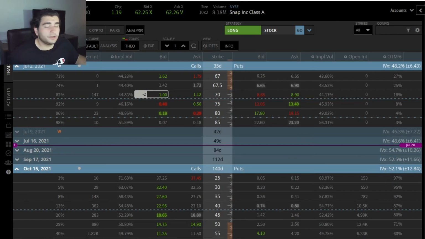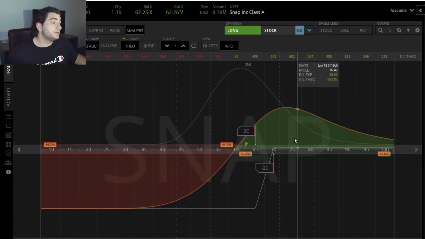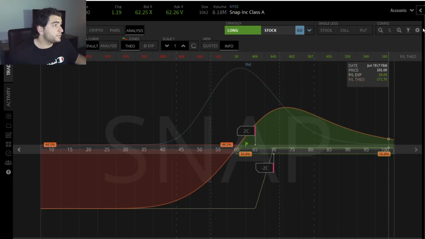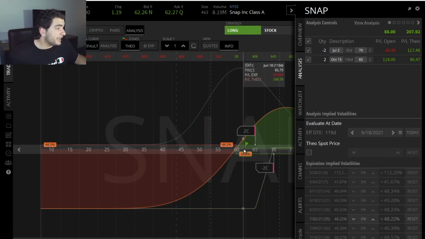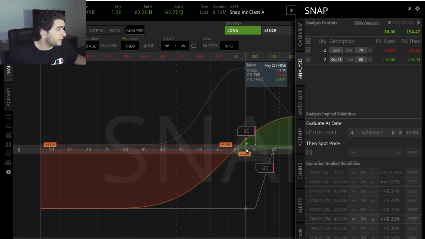Let's move over into the risk profile to see how that would look for our profits and losses. So, here we go. Here's our risk profile. Right now we are at a little bit of profit. This is evaluating at the June expiration from before, so let's see what it's at right now. There we go, that's much better. Theoretical P&L is about $154 right now, P&L open.